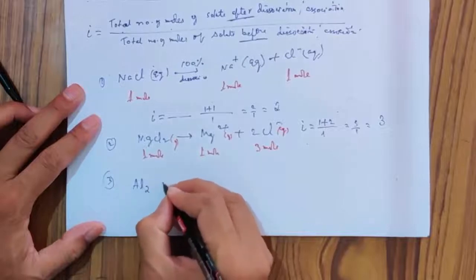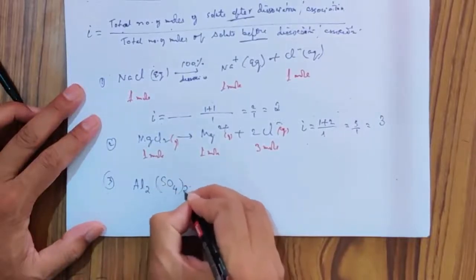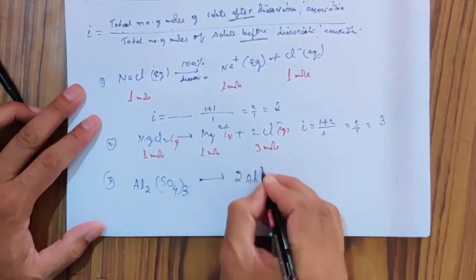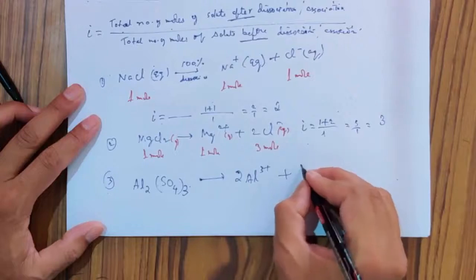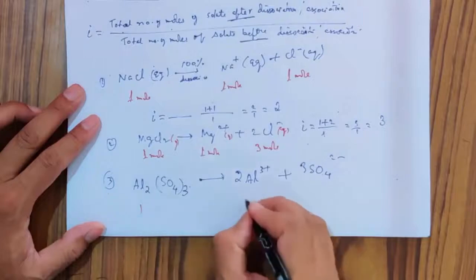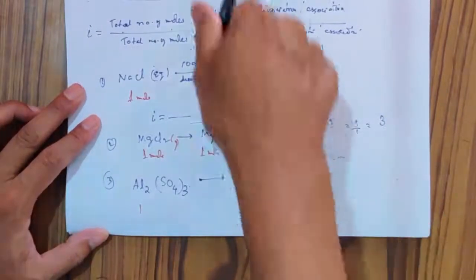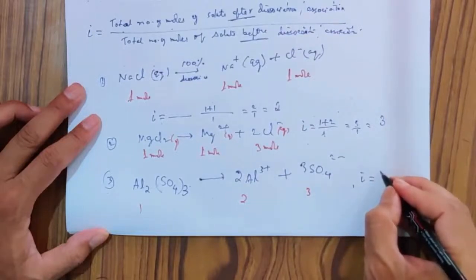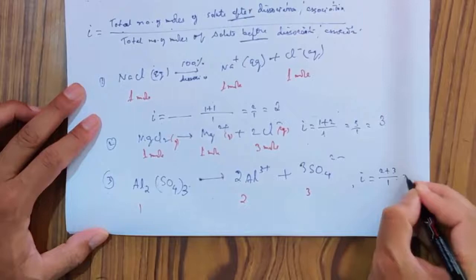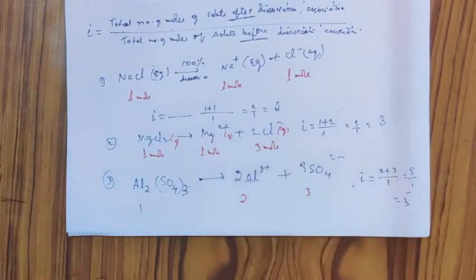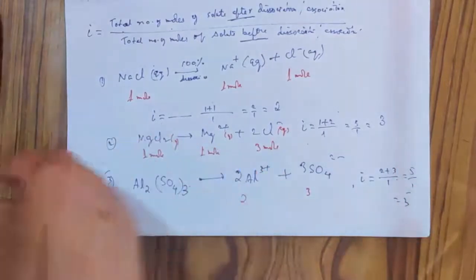Let's see the dissociation of aluminum sulfate. Al2(SO4)3 gives 2Al3+ plus 3SO4 2-. 1 mole here, 2 moles over here, 3 moles over here. What is the Van't Hoff factor value? 2 plus 3 by 1, so 5 by 1, which is 5. The Van't Hoff factor for dissociation of Al2(SO4)3 is 5. Okay, Van't Hoff factors are done here.